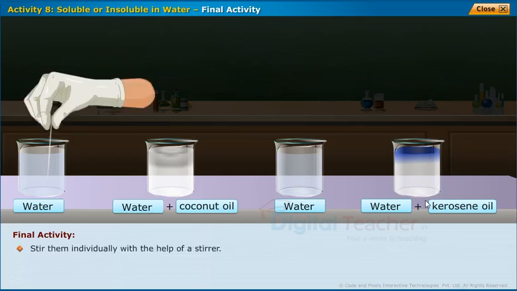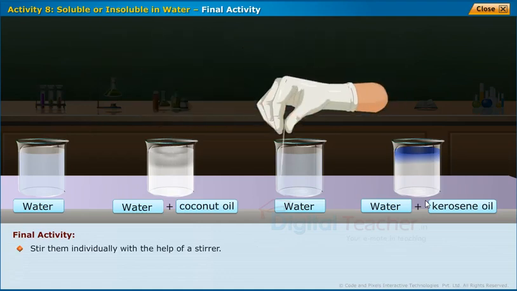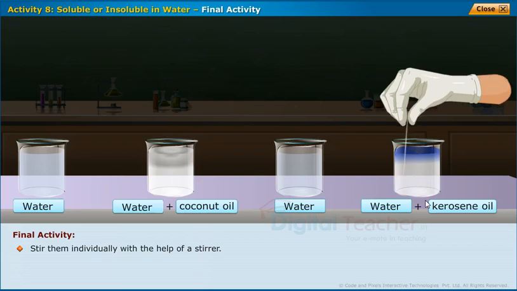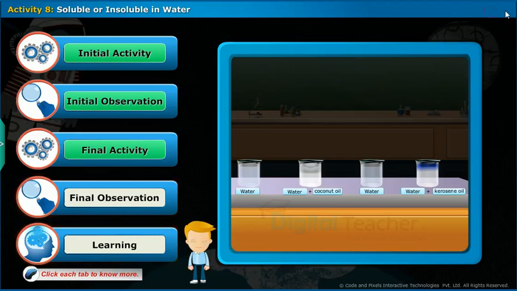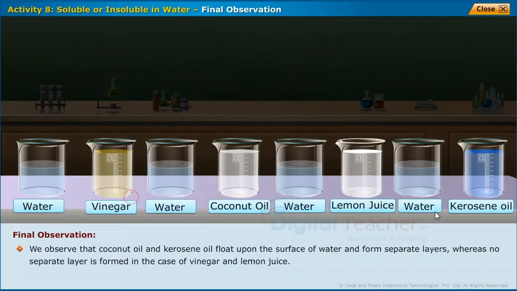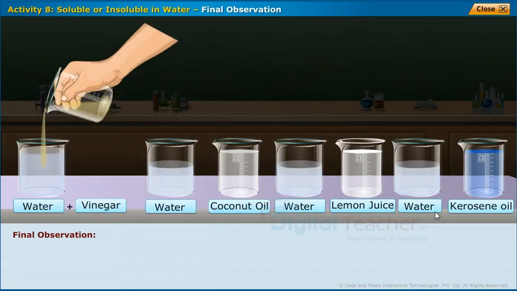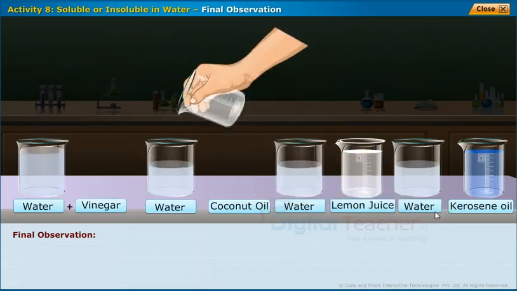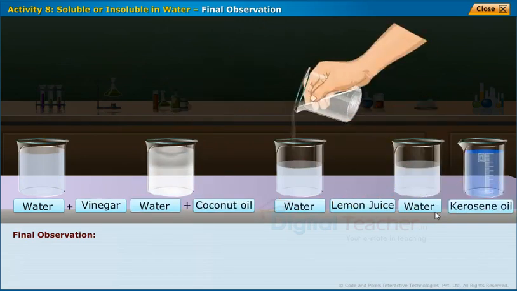Stir them individually with the help of a stirrer. Wait for some time and observe the changes. We observe that coconut oil and kerosene oil float upon the surface of water and form separate layers, whereas no separate layer is formed in the case of vinegar and lemon juice.